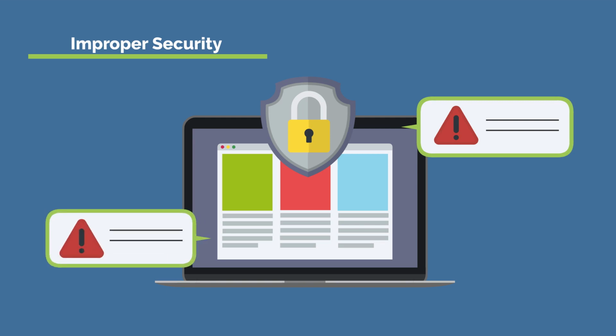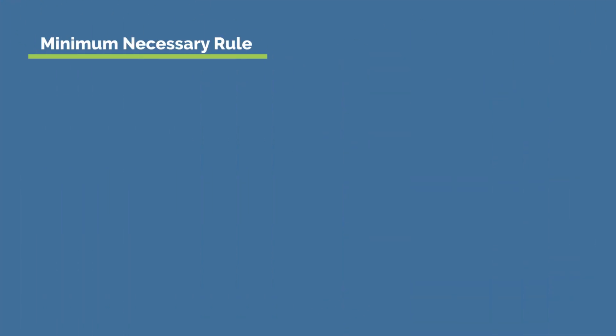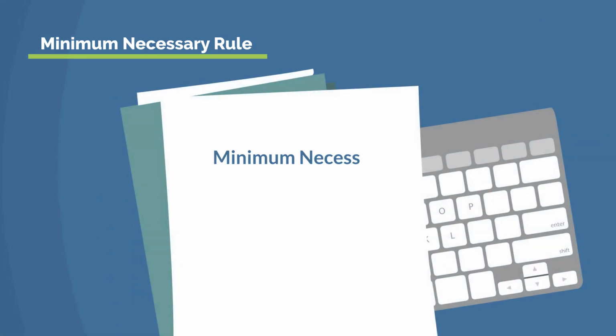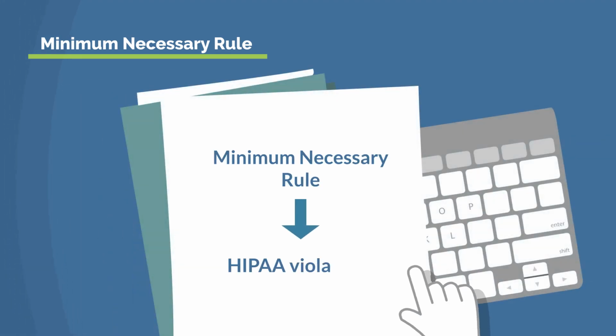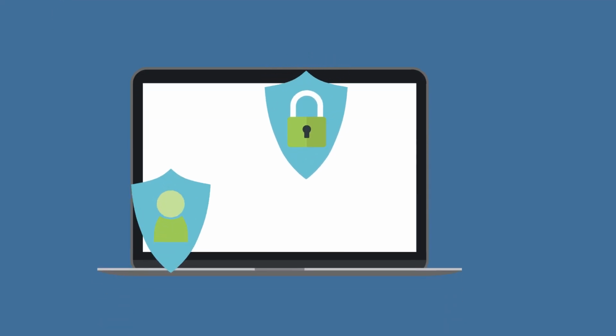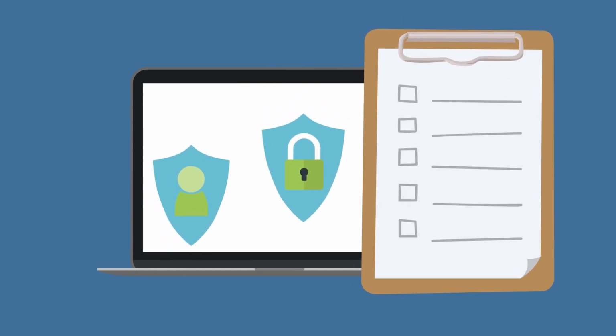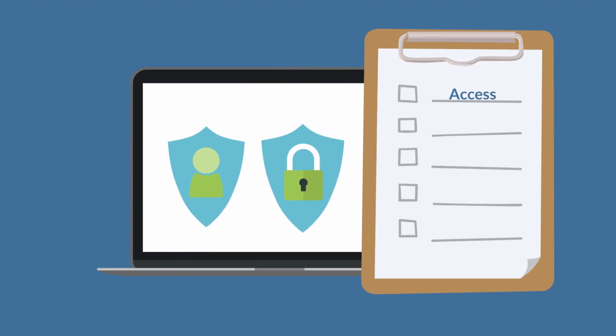Minimum necessary rule. The minimum necessary rule is a component of the HIPAA Privacy Rule that is a common cause of HIPAA violations. The minimum necessary rule states that employees of covered entities may only access, use, transmit, or otherwise handle the minimum amount of PHI necessary to complete a given task.